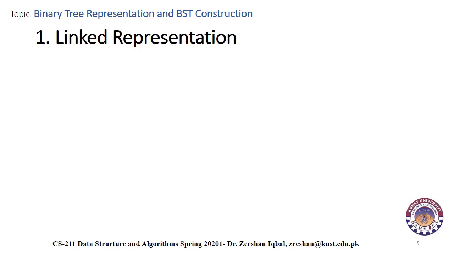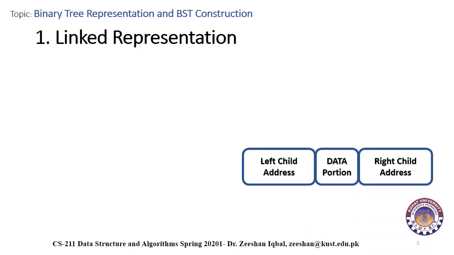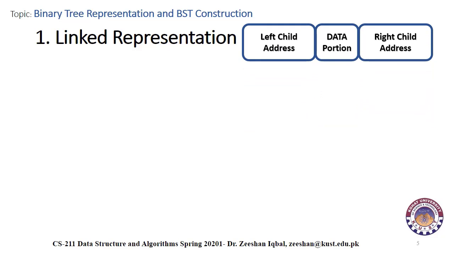Here in the figure we can see that a tree is seen as a collection of nodes where each node contains three parts: left pointer, data element, and right pointer. The left pointer will store the address of the left child, while the right pointer will store the address of its right child. The leaf node contains null in its left and right pointers.